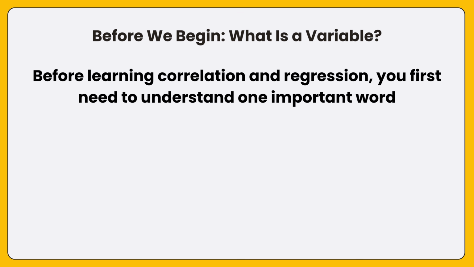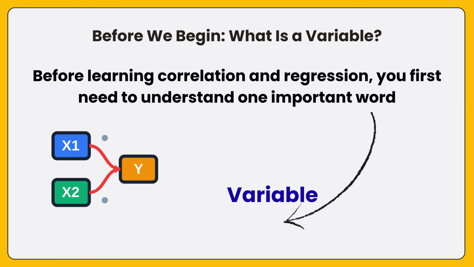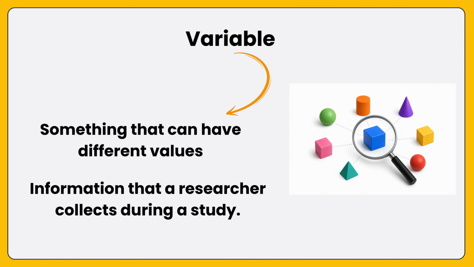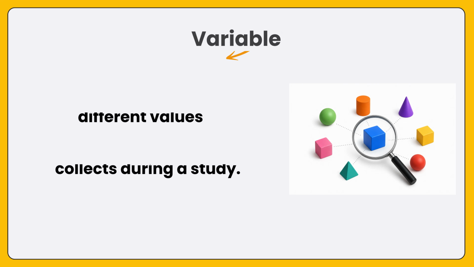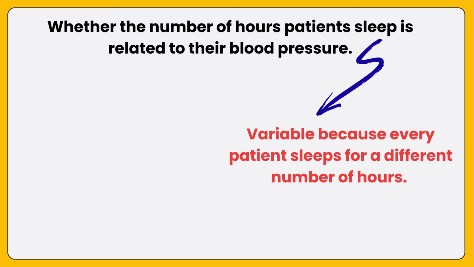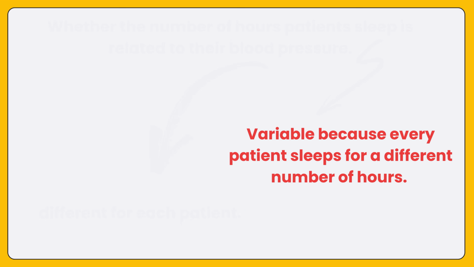Before learning correlation and regression, you first need to understand one important word: variable. A variable is simply something that can have different values. It is the information that a researcher collects during a study. For example, you are conducting research to study whether the number of hours patients sleep is related to their blood pressure. In this study, sleep hours are one variable because every patient sleeps for a different number of hours. Blood pressure is another variable because it is different for each patient.